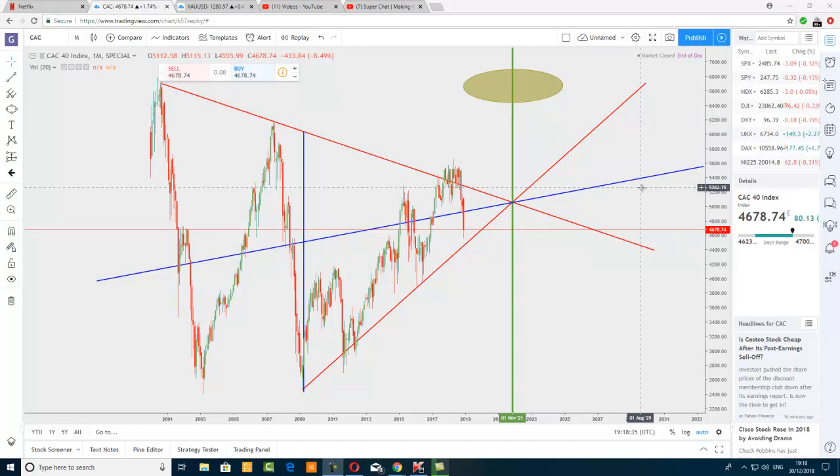Hello traders, the title of the video is European trader puts CAC 40 index under Elliott wave microscope. Alright, so we're going to put this CAC 40 price structure under the microscope of the Elliott wave analysis. I'm on a monthly chart, that's all I have.